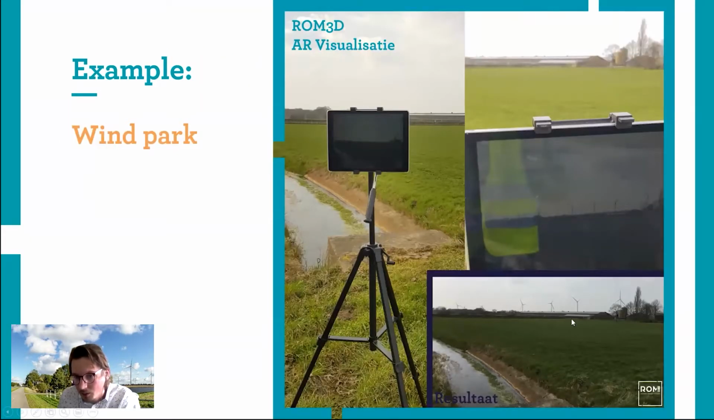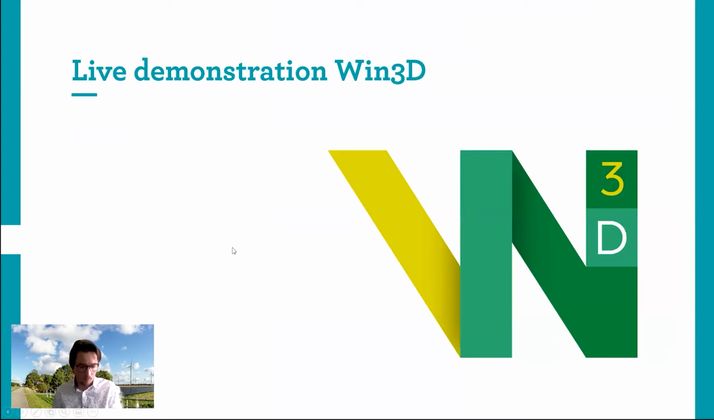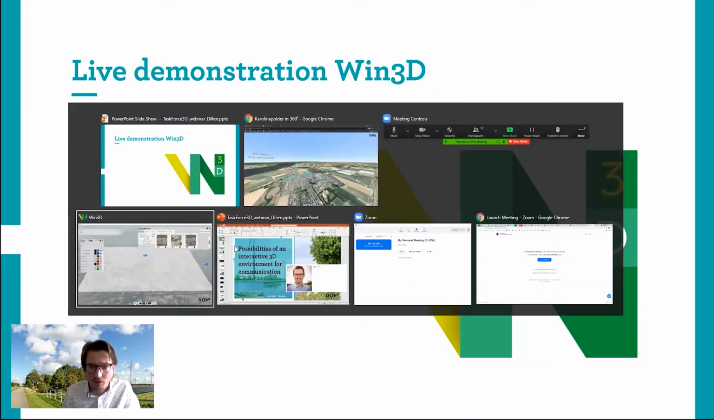And here's another wind park. This is the current situation without wind turbines. And here are 7 wind turbines, which are in a planning phase. So municipalities use these images to inform the citizens. I'm going to show you something in our program in Wind3D.